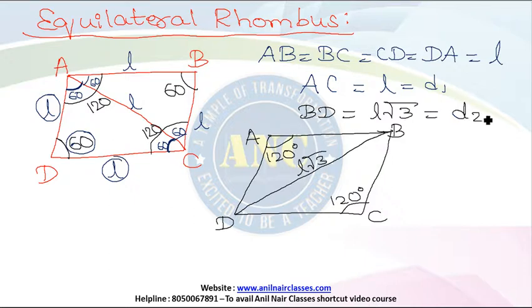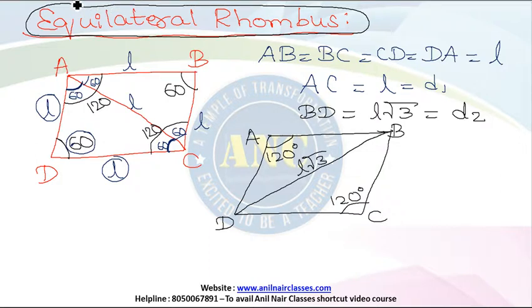That means a very important key point in an equilateral rhombus. First of all, a rhombus is one where all the sides are equal. If all the sides are equal, then the opposite angles also will be equal. The two angles which are opposite to each other are 60 each, and the other two opposite angles will be 120 each. One of the diagonals will be L units and the other diagonal will be L root 3 units. I hope this makes it very clear for you.